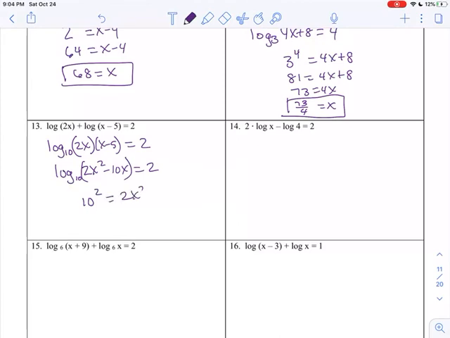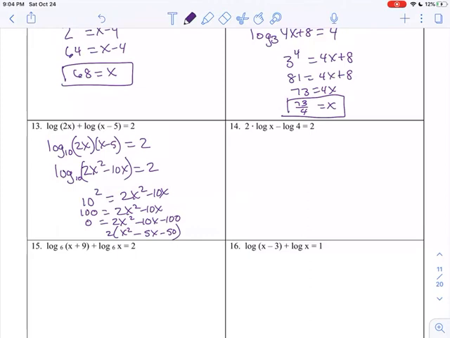And now I'm going to put this back into exponential form. So this is 10 to the second power equals 2x squared minus 10x. This is going to be another factoring one. 10 squared is 100. I'm going to run out of room here. I need everything on one side. I'm going to move everything to the right because I don't ever want to have that x squared being negative.